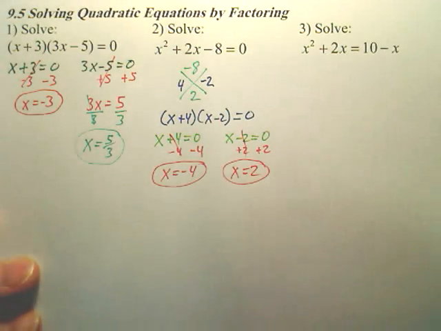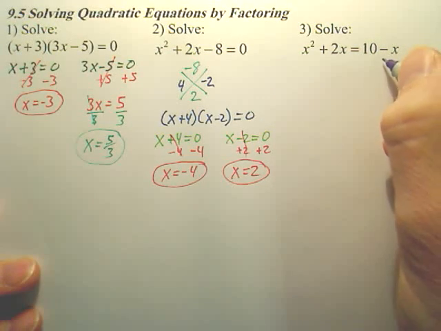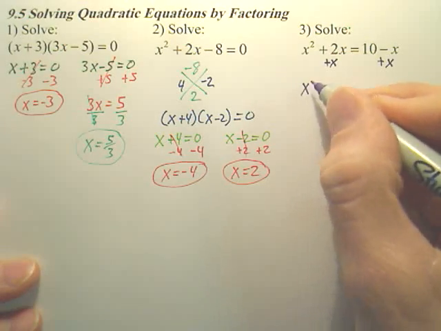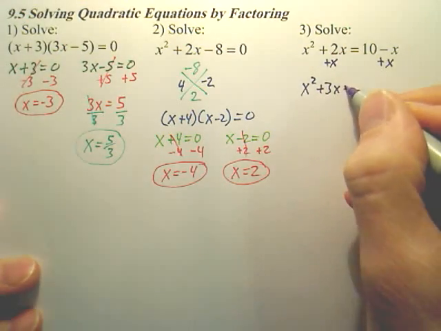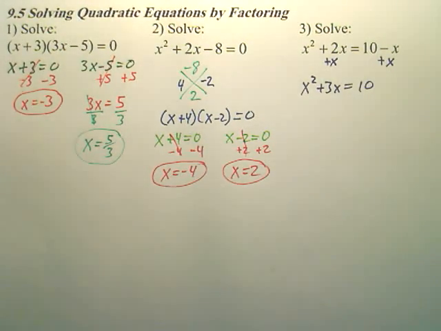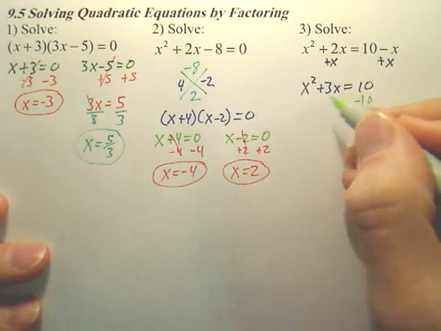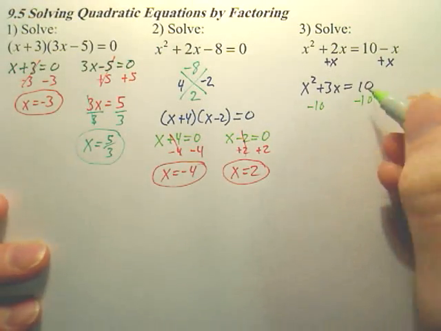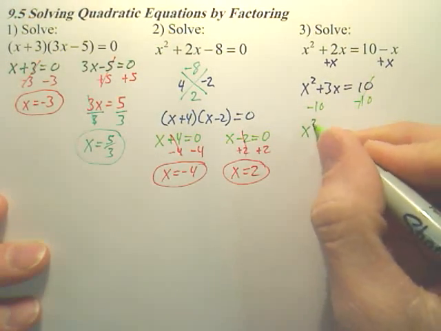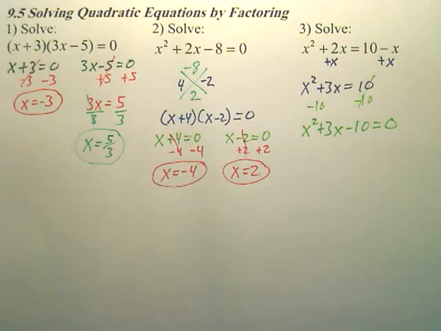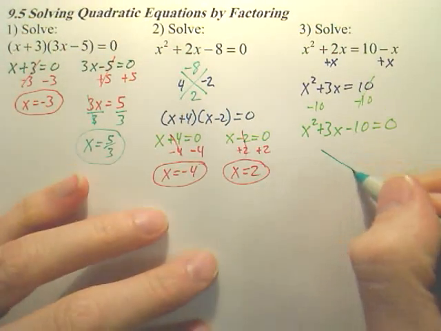So the first step on this last one is to move everything over to equal it to 0. So what you're going to do is add the x over, and I now have x squared plus 3x equals 10. And then, oh, I got to get this to go to 0, so I'm going to minus the 10 over. The 10 can't subtract from either, so I'm just going to put it underneath. So it looks like I now have x squared plus 3x minus 10 equals 0. Now this looks like this, so it looks like we're going to factor.